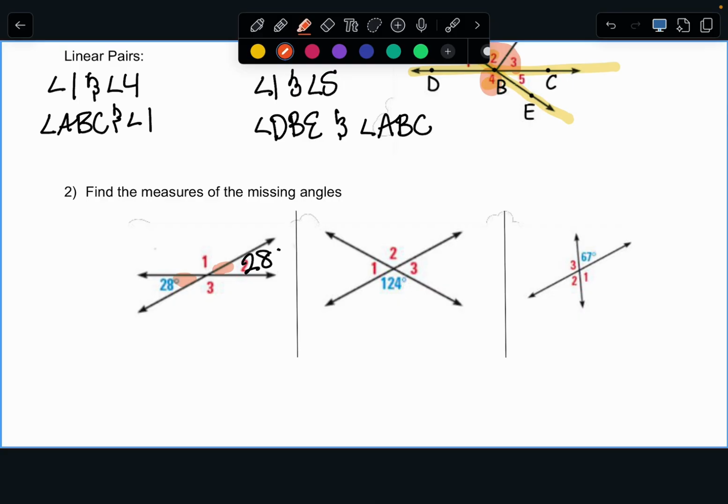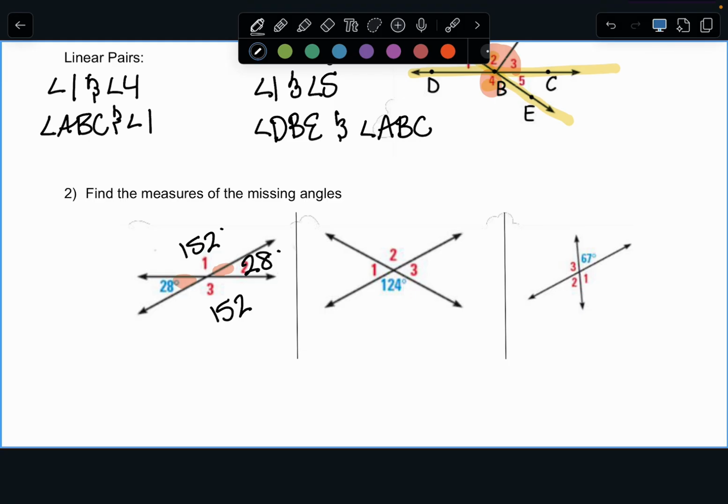The same as 3, and what in relation to the 28 degrees? Linear pairs are always supplementary. So what angle measure is supplementary to 28? 152. So angle 1 is 152. And Bella already said that angle 1 is the same as angle 3 because they're vertical angles. So notice, no matter how we look at this, the two angles next to each other add to 180, no matter which way you look at it. And the two angles across from each other are the same.